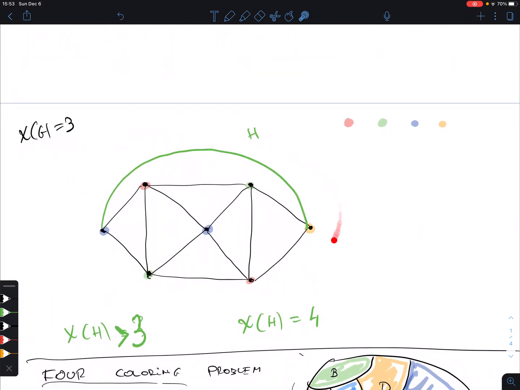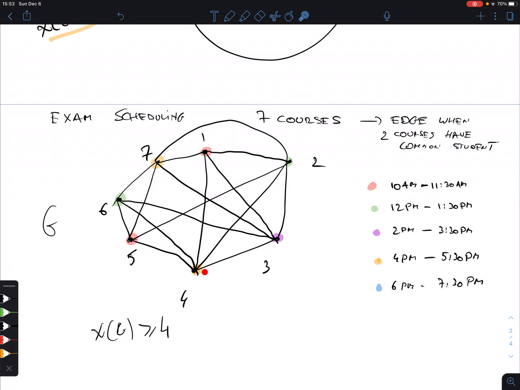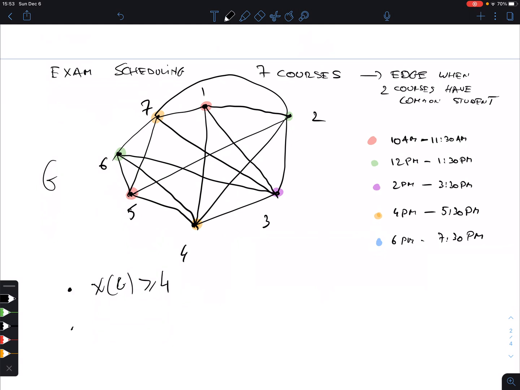But here, this also had at least 4, but there, it didn't have a K4, by the way. It doesn't contain any K4, so it is not the same. But since we have a K4, we for sure need 4, and we found 4, so we know it is actually 4.